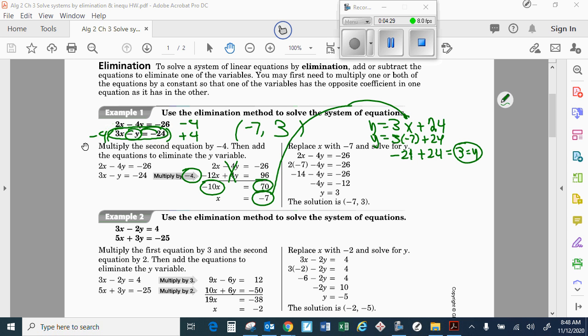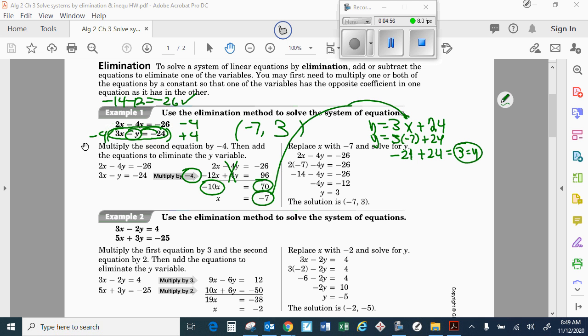Okay, and then I go ahead and check it in the other one. So I plug in negative 7. 2 times negative 7 is negative 14. Negative 4 times positive 3 is negative 12. And negative 14 minus 12 is negative 26. And there's my check. We already checked the bottom one. We solved for the bottom one, so we know it works there. If it works in both, so I go check that one, guaranteed I have it right. You don't have to wonder.